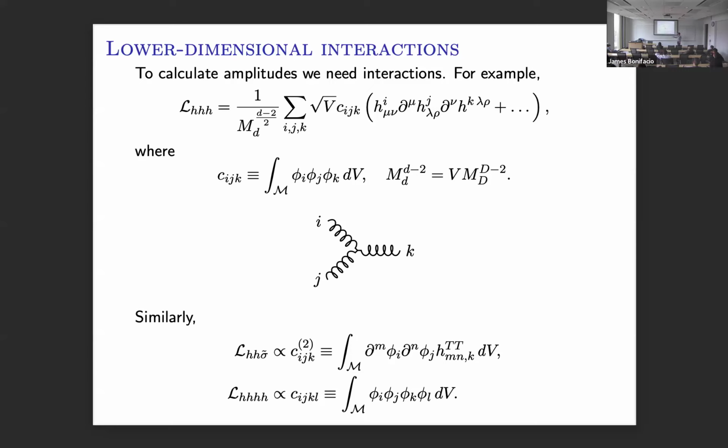Similarly, I can look at the cubic interactions between, say, two massive spin 2 modes and one of these towers of scalars, and then that being proportional to this C_IJK superscript 2, which is just an overlap of two scalar eigenfunctions and the tensor eigenmode. And there's also a 4-point contact piece, which is proportional to what I've called C_IJKL, which is just the integral of the product of 4 eigenmodes.